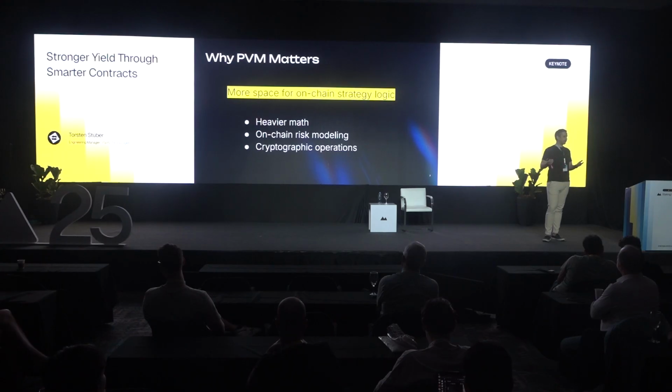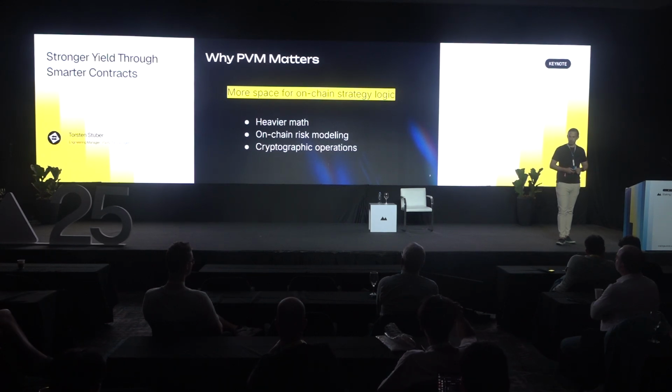PVM is based on RISC-V, by the way. And as you might know, Ethereum researchers are discussing moving Ethereum also towards RISC-V. With Revive, you have this technology already nowadays. So whenever you want to deploy a protocol, a yield protocol that has more intelligence directly in the smart contract, PVM is the way to go.